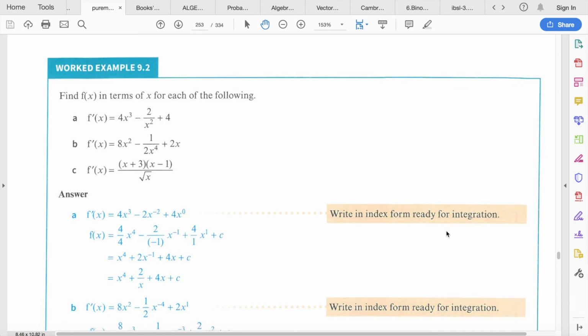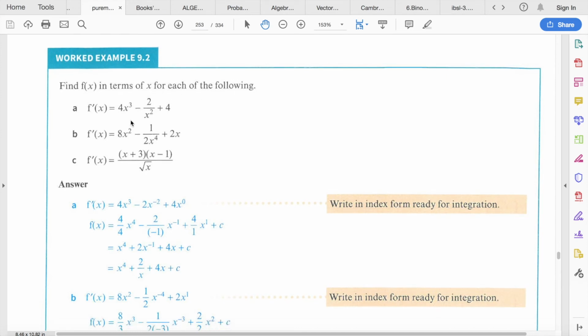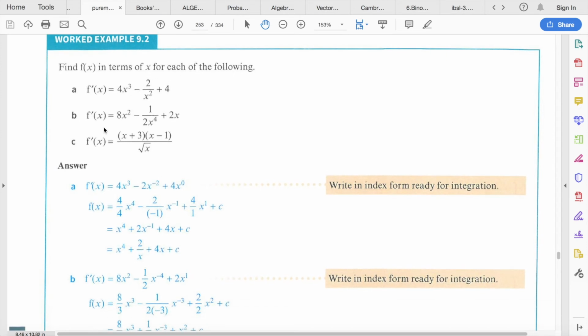Now, let's see some more examples. It says find f of x in terms of x for each of the following. Again, the derivative is given. You are looking for the original function. So here, for x cubed minus 2, it should be written as minus 2 x to the power of negative 2 plus 4 x to the power of 0. 4 means 4 x to the power of 0. Yes?